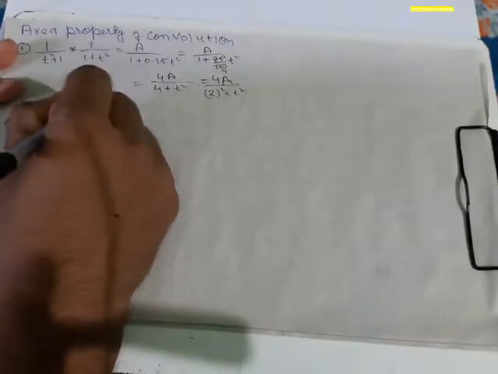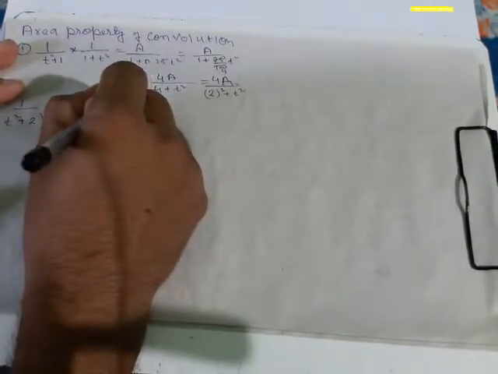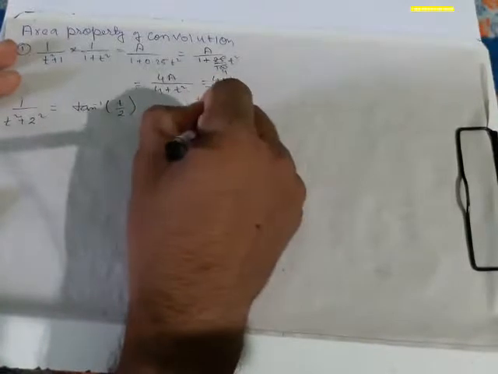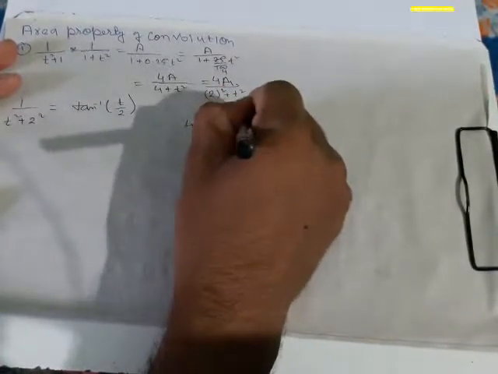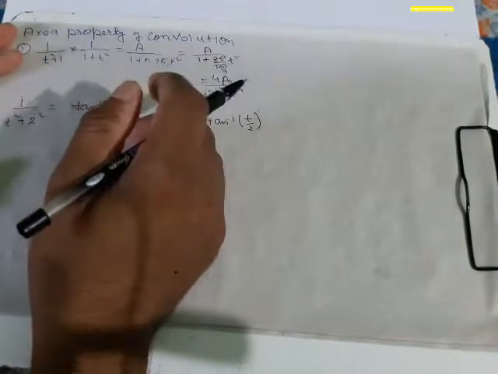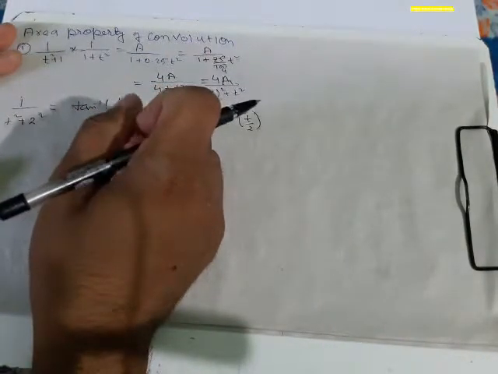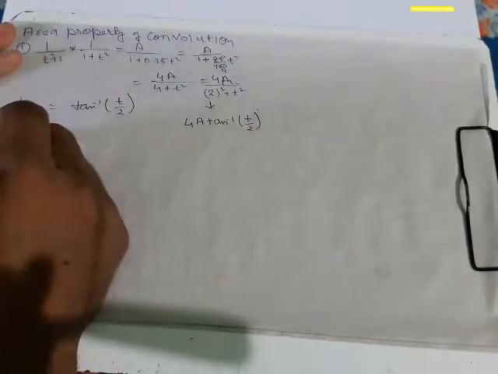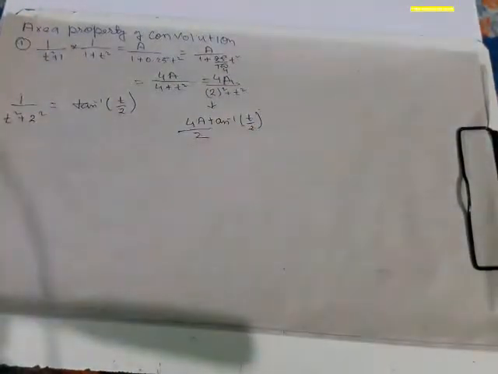The formula, we know from the area property: 1 by (x square plus a square) integrates to 1 by a tan inverse of x by a. So this is nothing but the area now. Here a is 2 actually, so 1 by a is 1 by 2, into 4a tan inverse of t by 2.